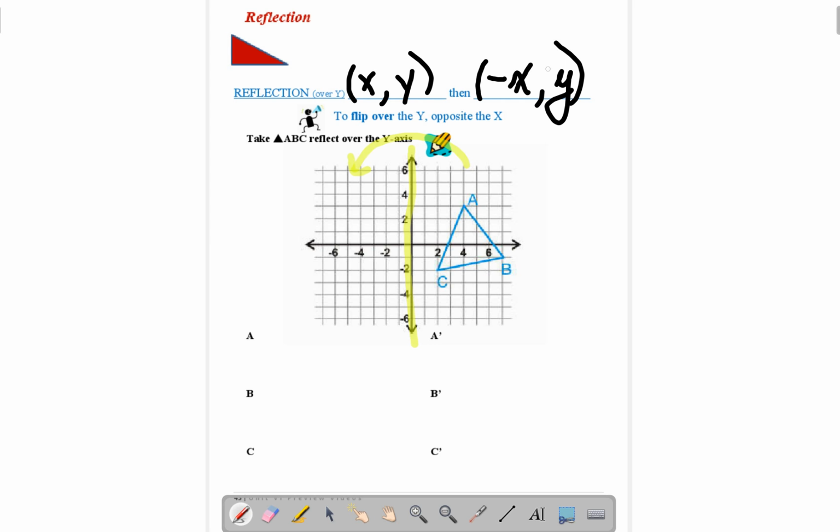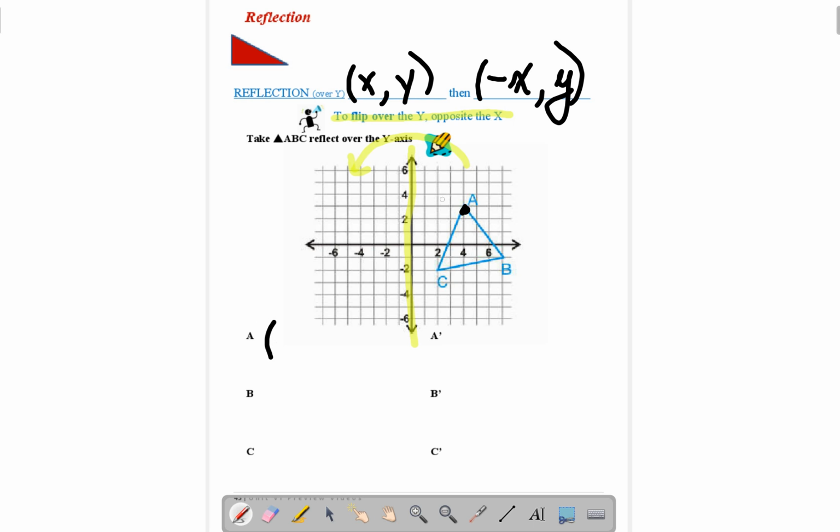y-axis. Ready? The chant goes like this. To flip over the y, opposite the x. Let's do one together. Let's get our 3 coordinates here.